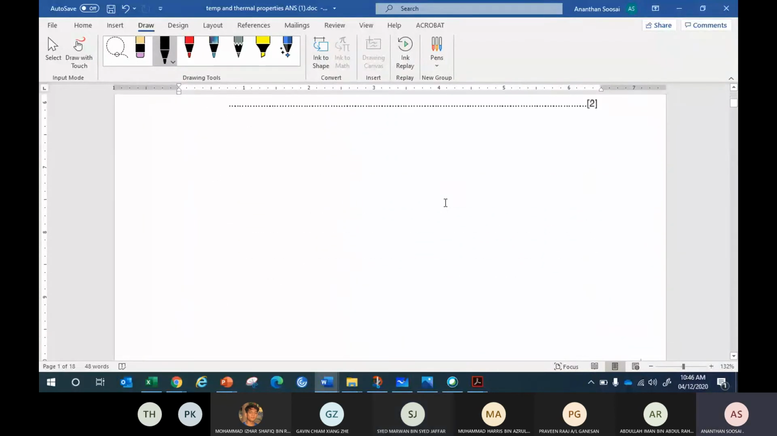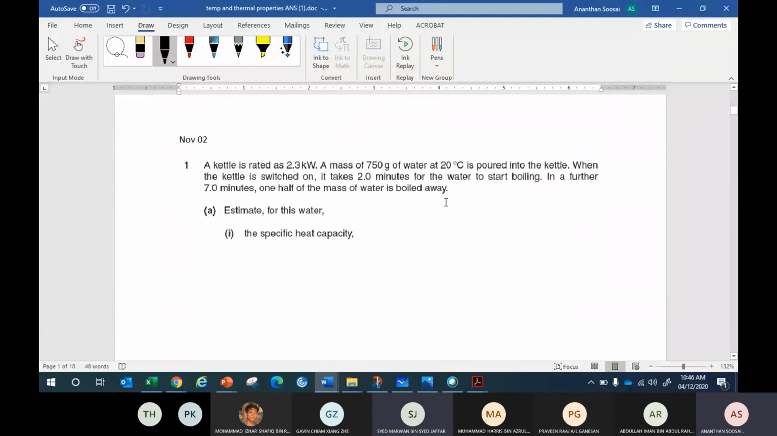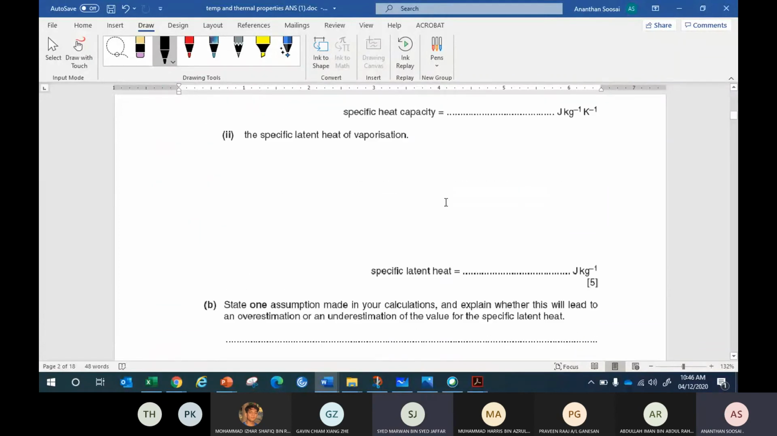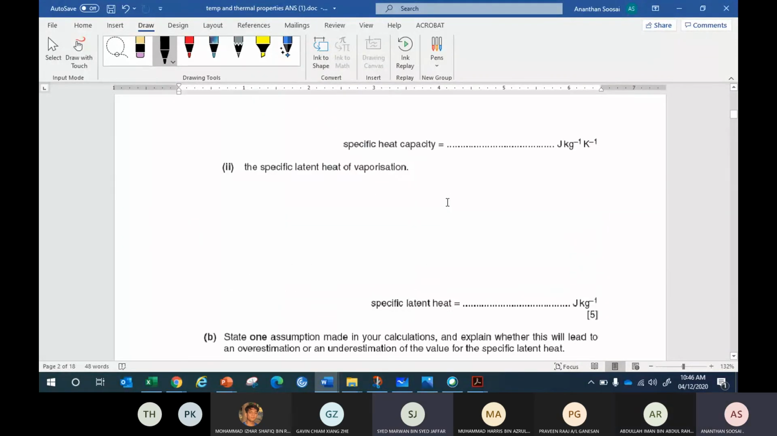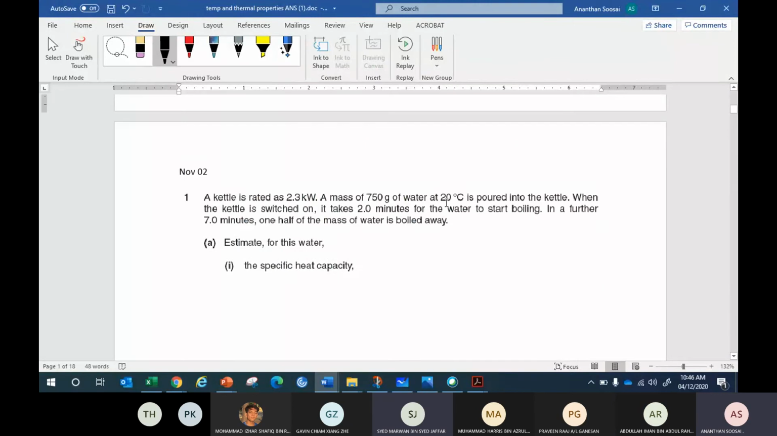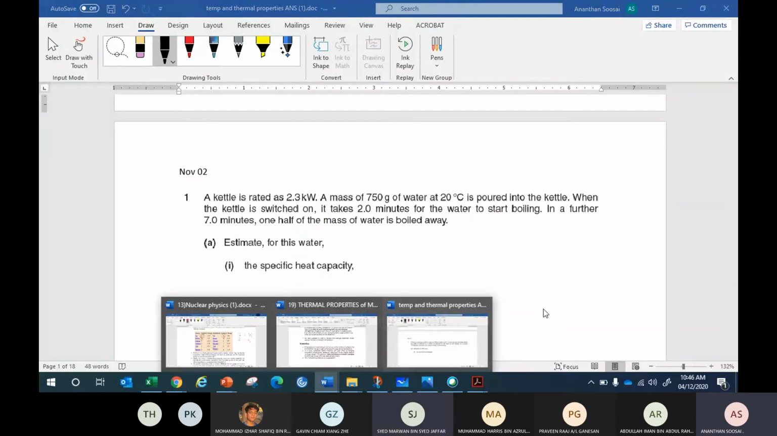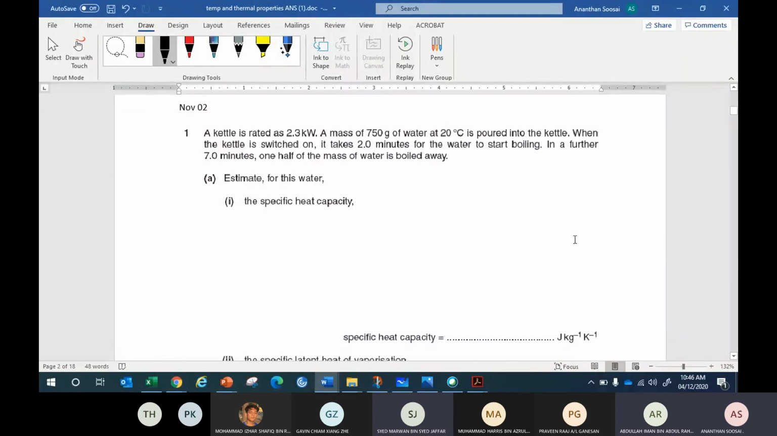Okay, so the last one. Question, November 2. No, we don't need to do this. Sorry. Let's retry this, November 2. Specific heat capacity and latent heat of vaporization. Use the concept.